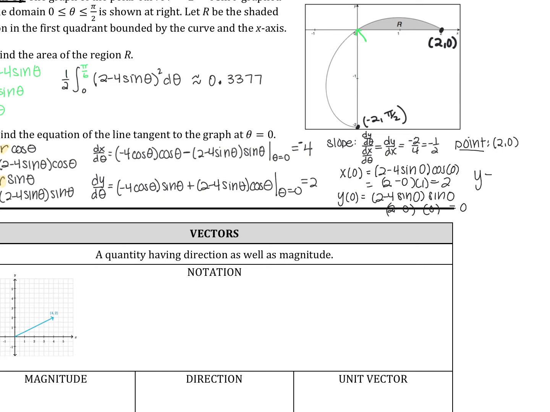And now I can write my equation. y minus 0, although that seems silly to write, equals negative 1/2 times (x minus 2). And there's my equation that would be tangent to that curve at theta equals 0.